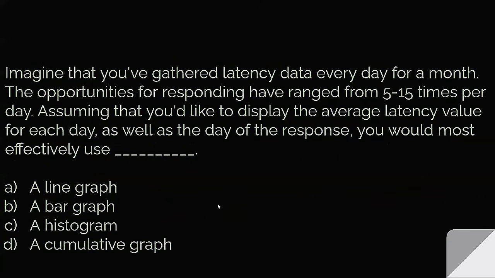Imagine that you've gathered latency data every day for a month. The opportunities for responding have ranged from 5 to 15 times per day. Assuming that you'd like to display the average latency value for each day, as well as the day of the response, you would most effectively use which? A line graph, bar graph, histogram, or cumulative graph?